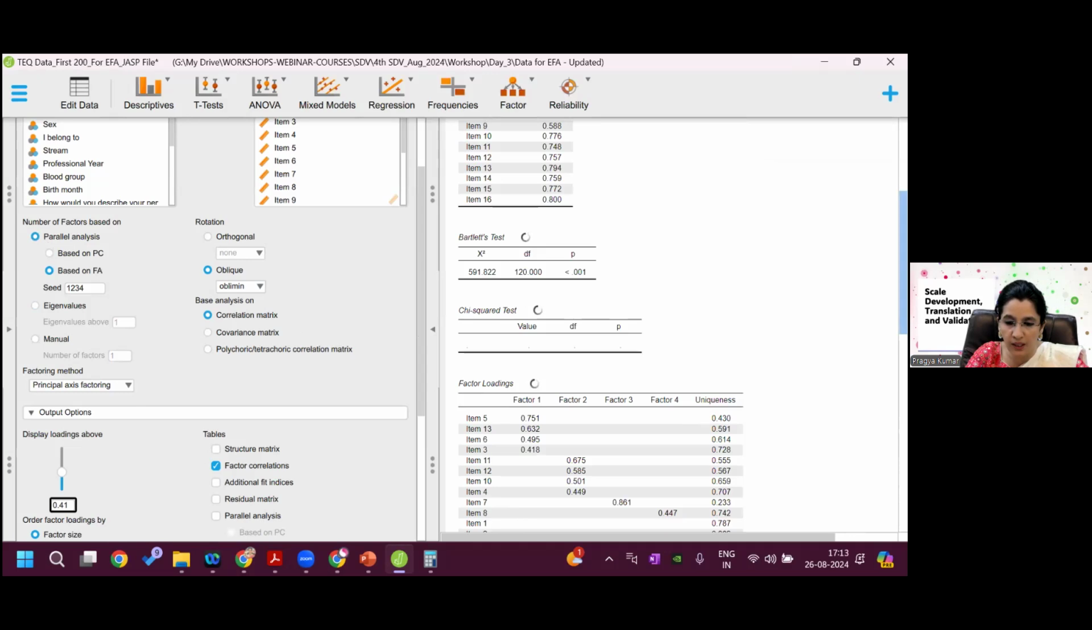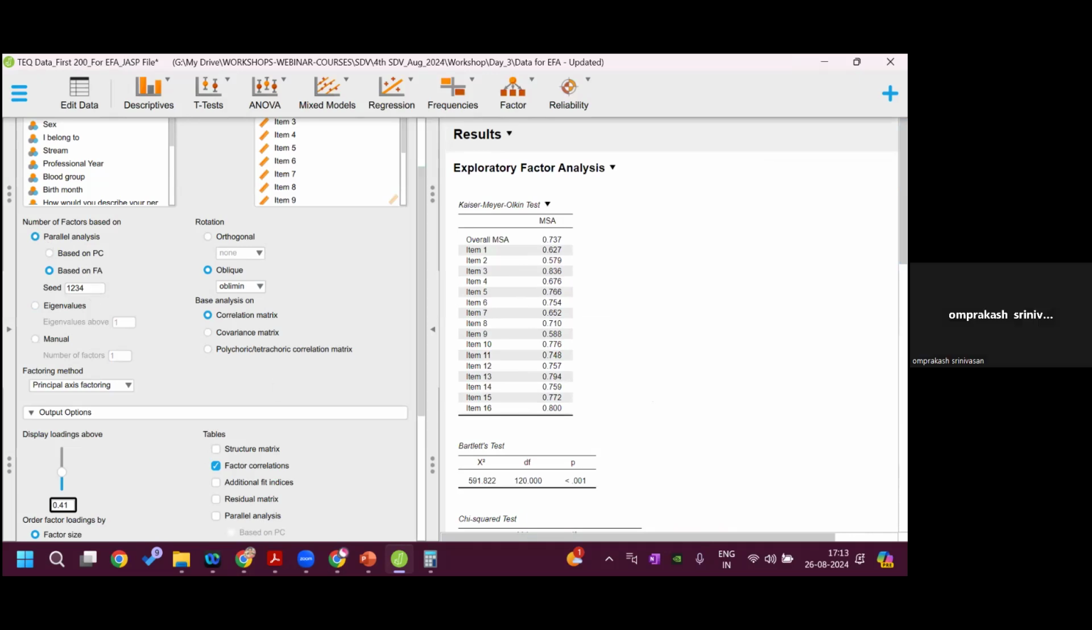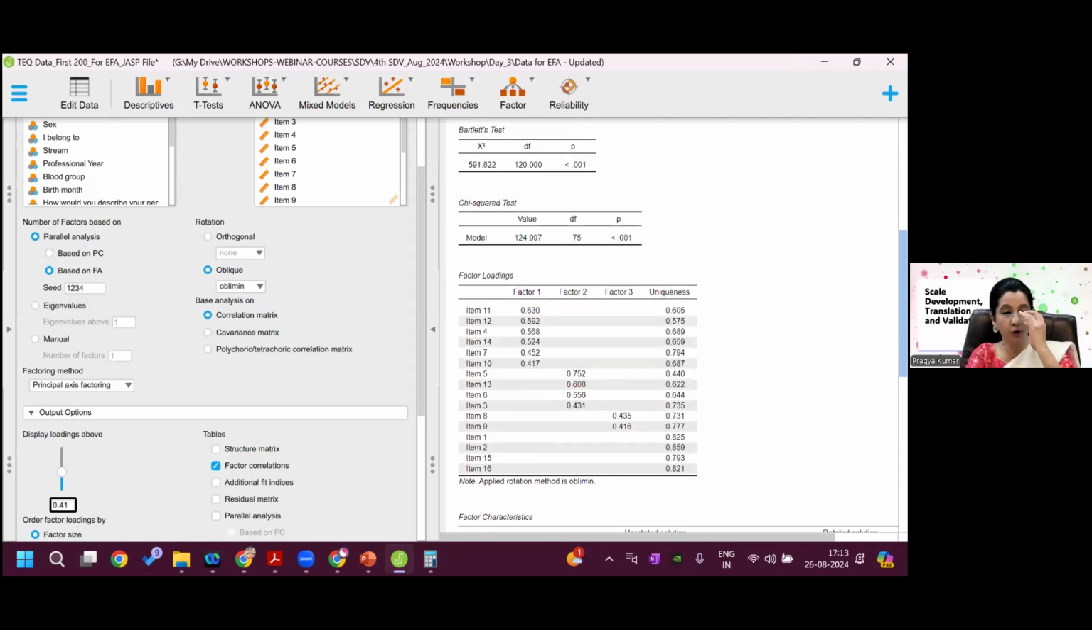And this you will use in the confirmatory factor analysis. These 3 factors will be confirmed. Confirm means these you have proposed. Now you will confirm them in the confirmatory factor analysis with the rest of the sample, 160.